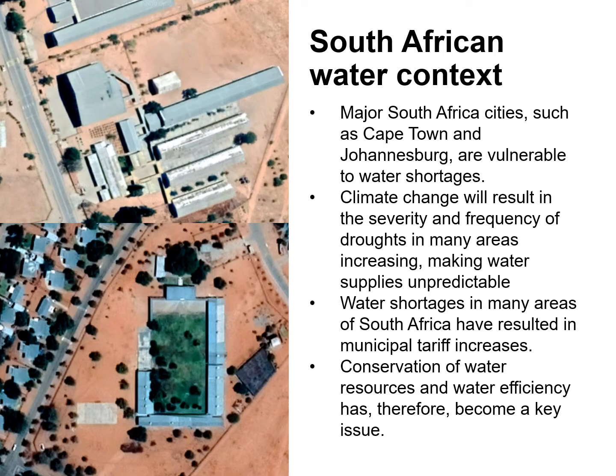And if we look at the detail of South Africa, we have had recently major water shortages in Cape Town, and many of the big cities are vulnerable to water shortages. And climate change is going to make this worse, and a lot of the water supplies are going to become increasingly unpredictable. In some areas of South Africa, water supplies have become increasingly unreliable. And as a result, a lot of municipalities have increased the tariffs, and there's a general consensus within the country to look at conservation and to look at efficiency.